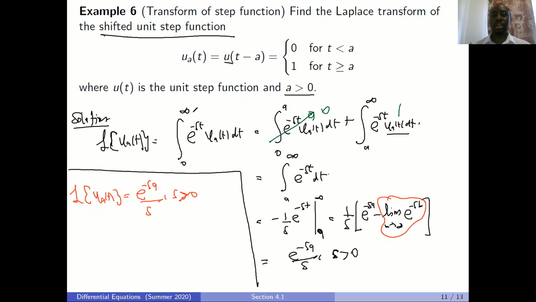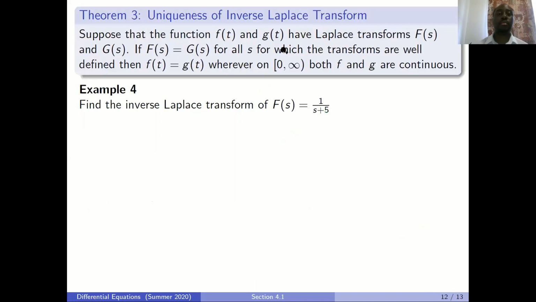Remember that in order to define the inverse of a function, your function must be a one-to-one correspondence. And so the question is, is the Laplace transform a one-to-one correspondence? Does it map one function to one and only one transform? In that case, we can always go back. And the answer is yes. The Laplace transform is a one-to-one correspondence.